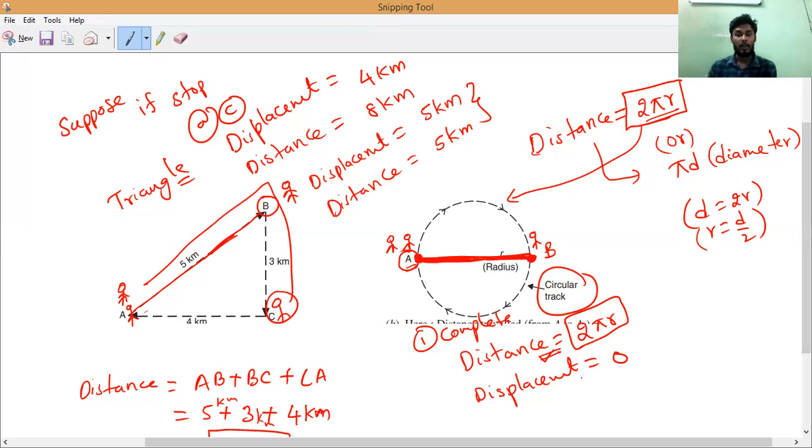Now, displacement. Final point and initial point, he reached the same point. So displacement will become what? 0. Understand? Yes, sir.